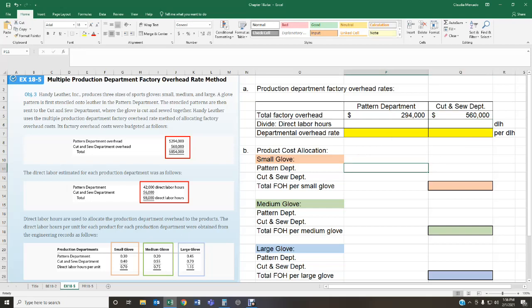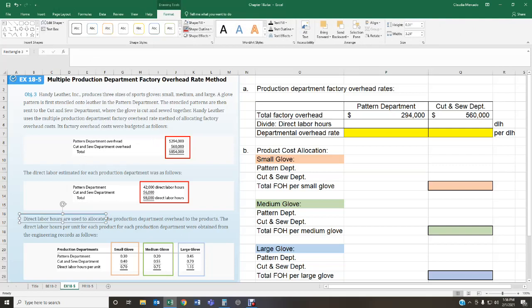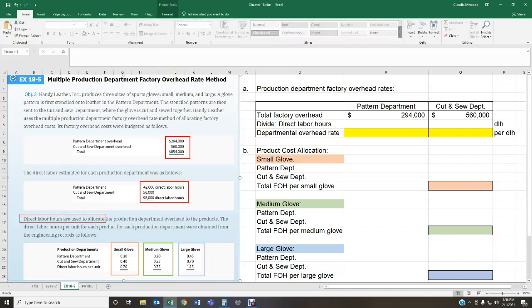Now I'm going to divide that by my direct labor hours because we're allocating based on direct labor hours. That is the instructions provided. So we have a total of 42,000 direct labor hours for the pattern department, and then we've got 56,000 hours for my cut and sew department.